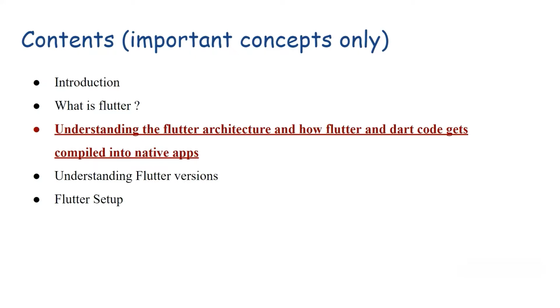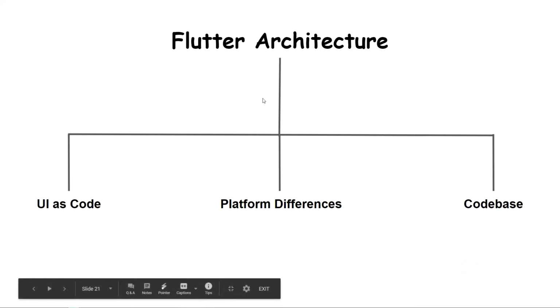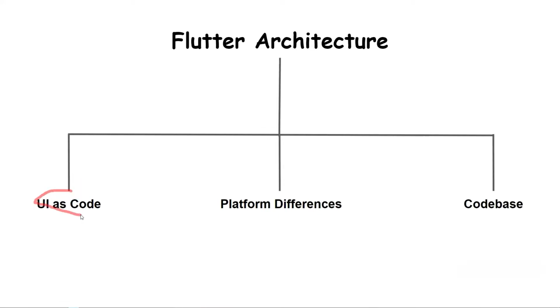As we already discussed, this section contains two parts, which are understanding the Flutter architecture, and the second one is how Flutter and Dart codes get compiled into native machine codes. Let us now get into our first part. Flutter architecture. We can divide Flutter architecture into three important categories, which are UI as code, platform differences, and the final one is code base. Let us now modulate each of these and understand clearly.